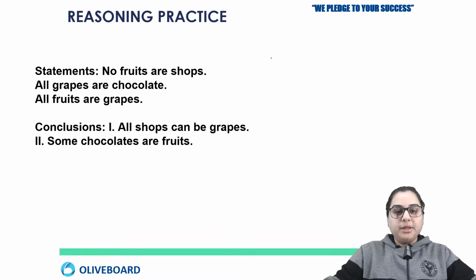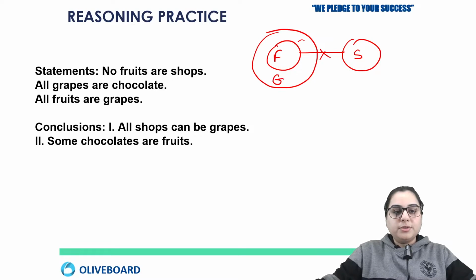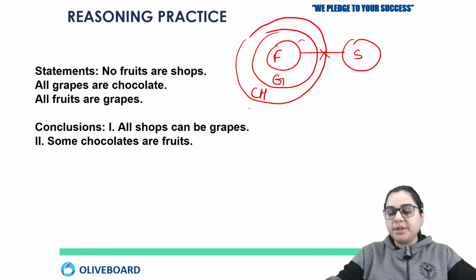So the diagram here will be no fruits are shops. Then we have all fruits are grapes, and all grapes are chocolates. Okay, so this is the diagram here. Now the first conclusion is, see the word can. Now what does this word mean?